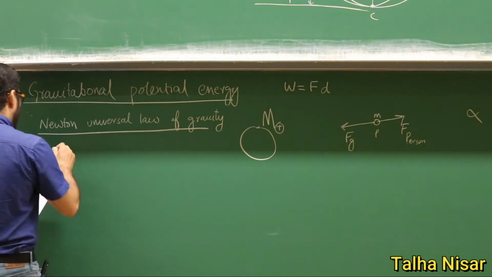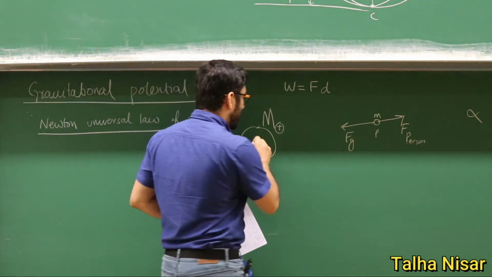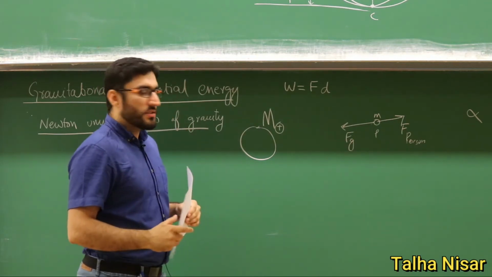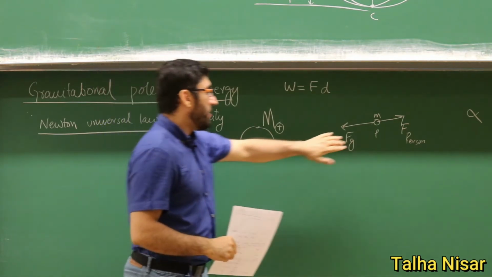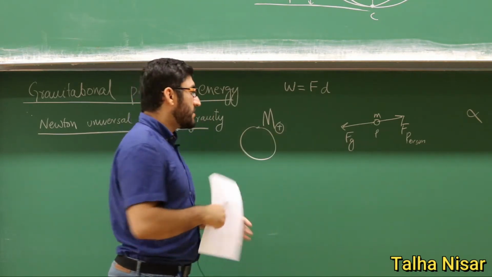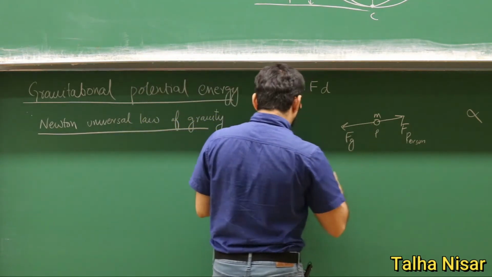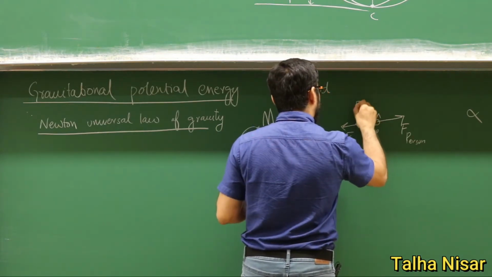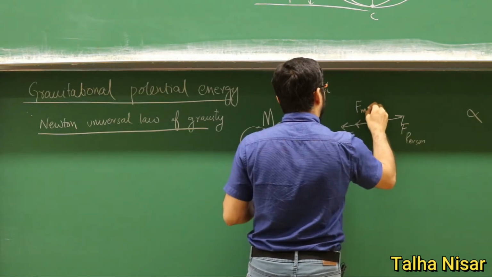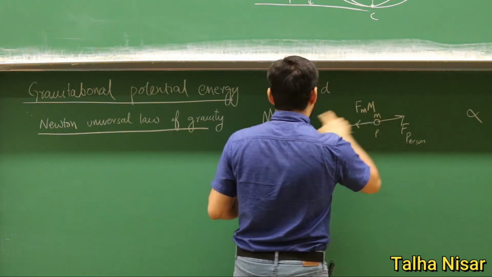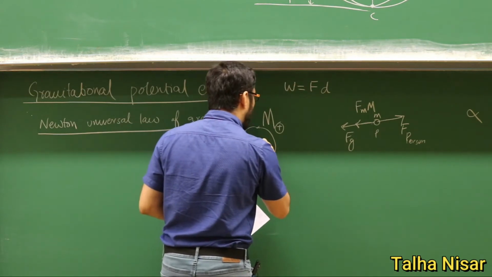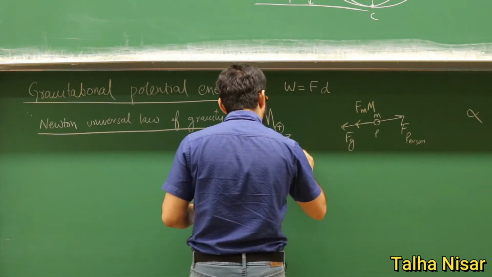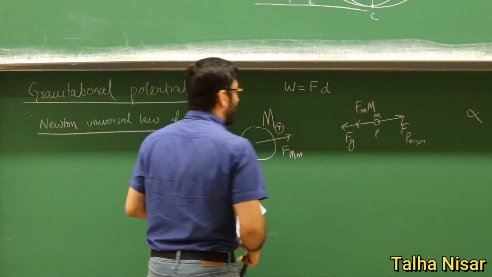So according to Newton, the gravitational force. If we have two objects, one with a big mass and one with a small mass, this object will feel a force in this direction. This is F: the small m is feeling a force because of the big M, and the big M is also feeling a force because of the small m.